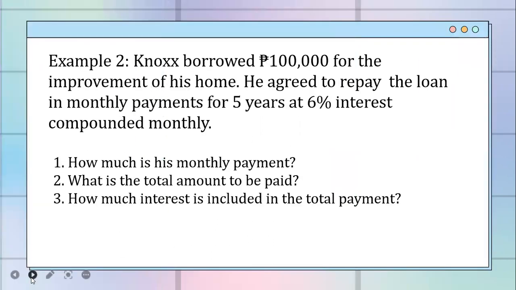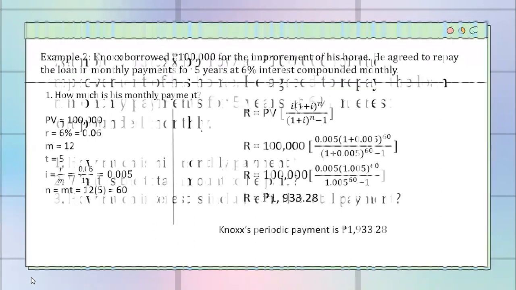Example number 2. Knox borrowed 100,000 pesos for the improvement of his home. He agreed to repay the loan in monthly payments for 5 years at 6% interest compounded monthly. Number 1. How much is his monthly payment? Number 2. What is the total amount to be paid? Number 3. How much interest is included in the total payment? So in this example, we will solve for 3 problems. So let us first solve our number 1.